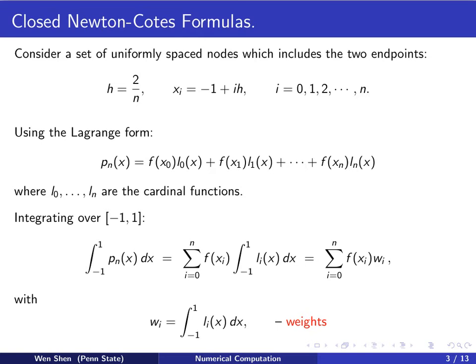Here these wi's are numbers, and they are also called the weights. So the rule becomes: multiply the function value at xi by the corresponding weight and then sum them up, and that is your numerical integration rule.